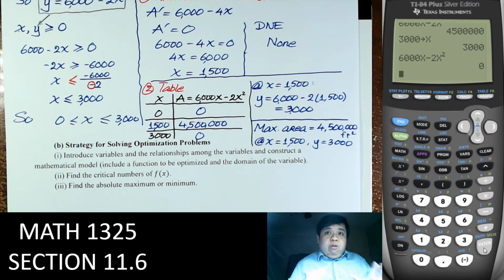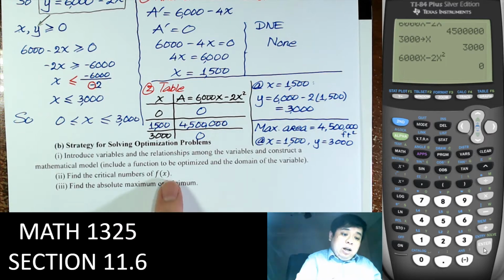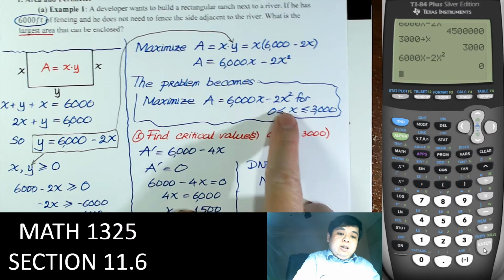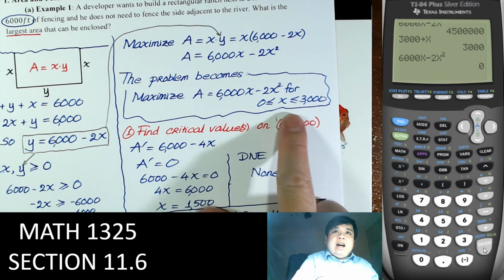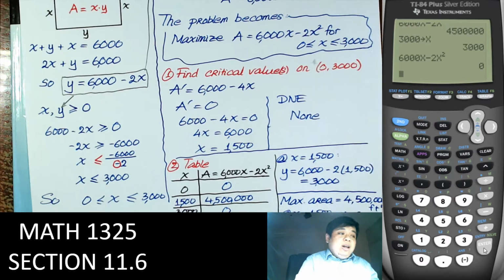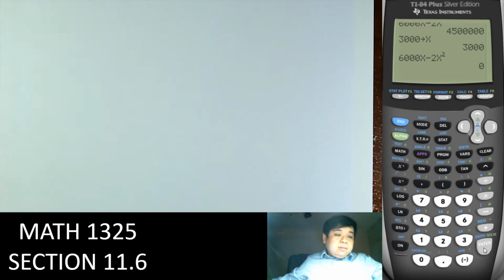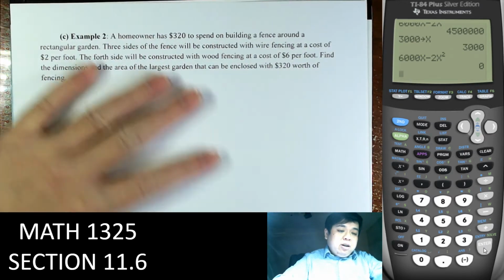We convert a word problem into a math problem. In a math problem, we have two parts: the function to be optimized and the domain. The function and then the domain. And once we have that, we just find the absolute maximum and absolute minimum for the problem. Here is a similar problem.